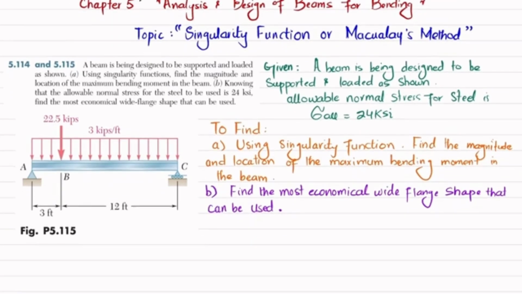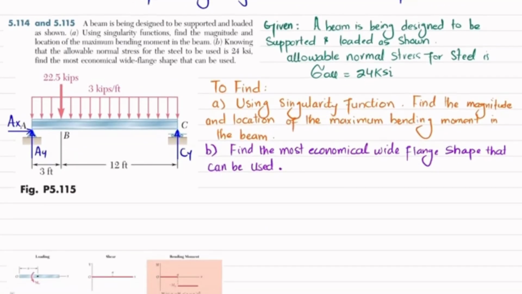The first step is to remove the pin support, so you will have a vertical reaction force, AY, and a horizontal reaction force, AX. If you remove the roller support, you will have only a vertical reaction, say CY. First we will find these using the equations of equilibrium.